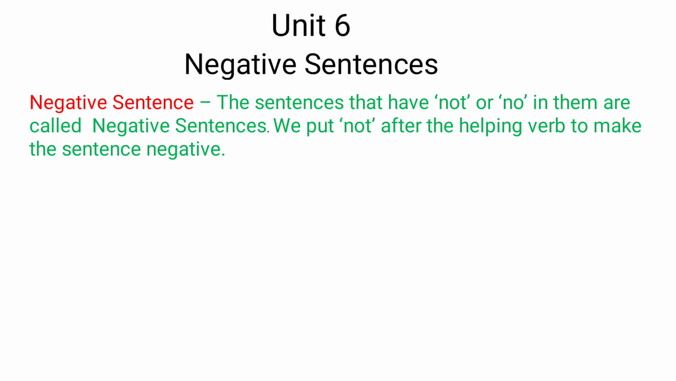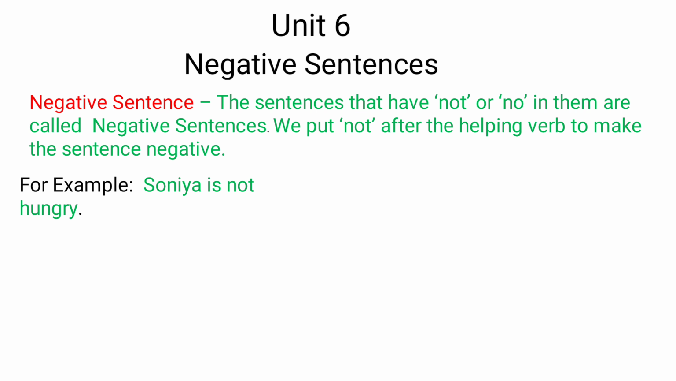So now we are going to discuss the negative sentence. So what is a negative sentence? Let's find out. The sentences that have not or no in them are called negative sentences. We put not after the helping verb to make the sentence negative, right? Where do we put not? We put not after the helping verb. For example, Sonia is not hungry, right?